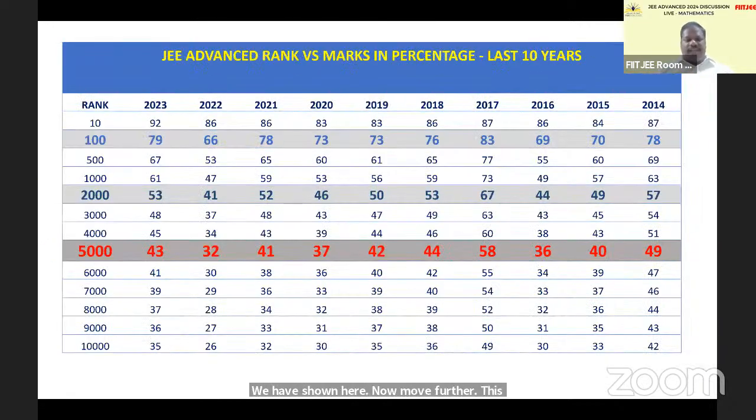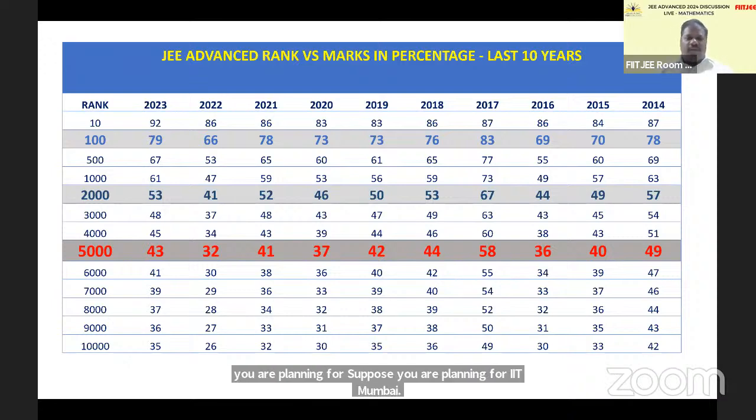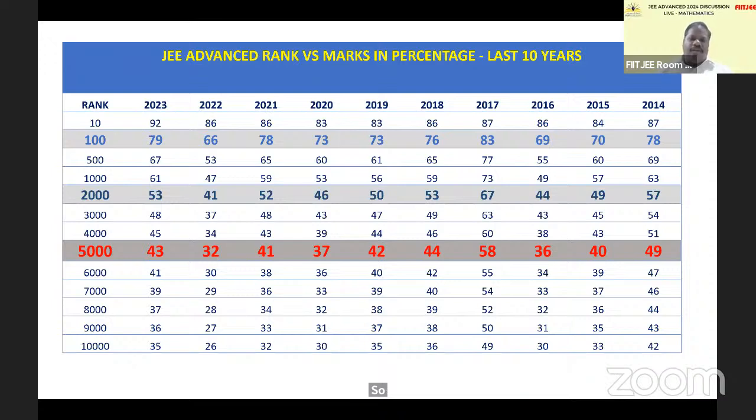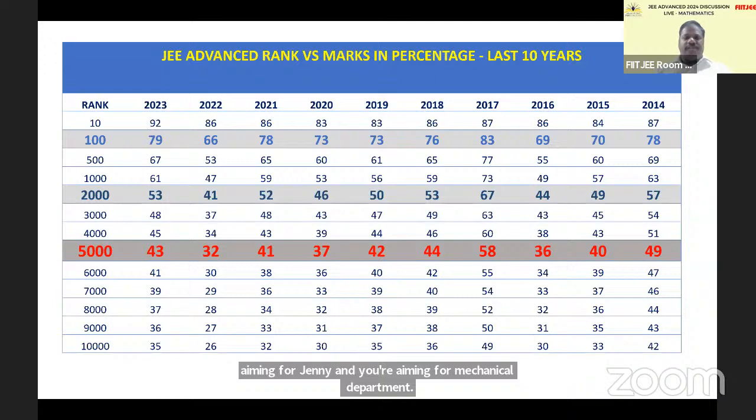This is something with the percentage we talked about already. Suppose you are planning for IIT Mumbai, and you're planning for BTech computer science over there, what should be your all India rank? You have to be within 1,000. That is the moderate idea we get out of it. If you're aiming for Chennai and for the mechanical department, you have to be within 2,000. That is the rank we suggest.